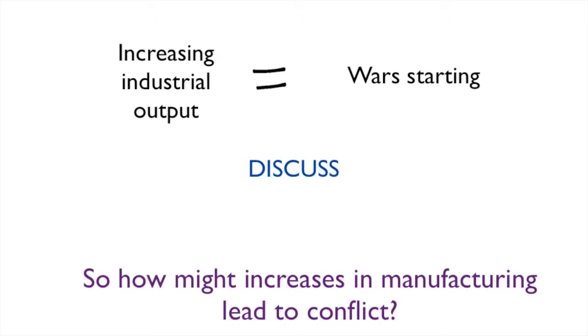It's a great discussion topic. Does the increasing industrial output of a country mean a war is likely to start? It depends. It depends on how you lead a discussion in your classroom or whatever you want to do. It's a good debate topic. How does increasing manufacturing lead to conflict? Well, basically, it just means that weapons are more readily available and they can be produced quicker and be more efficient.